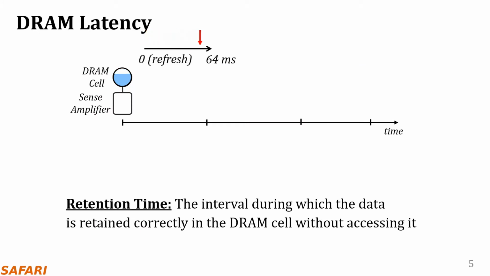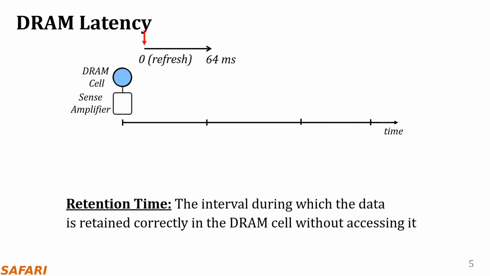In this slide, I would like to show the status of a DRAM cell and a sense amplifier prior to performing the key DRAM operations and on the completion of them. When the cell is not yet activated, in other words, when a row is closed, DRAM cells leak their charge gradually. The interval during which the data is retained correctly in a DRAM cell without accessing it is called retention time. DRAM cells are typically refreshed at a 64 millisecond refresh period to ensure DRAM stores the correct data continuously.